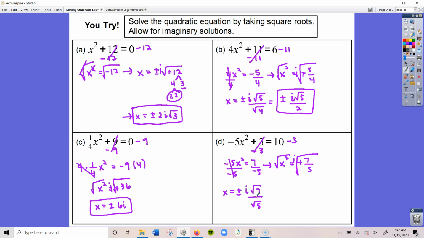Remember that even though this is an imaginary number, I cannot have that radical in the denominator. So I'm going to multiply by the square root of 5 to both the numerator and the denominator. And this would give me plus or minus i square root of 7 times the square root of 5 is the square root of 35 over square root of 5 times the square root of 5 is the square root of 25, which is just 5. So this would be my final answer. And that's how you solve quadratics by taking square roots.